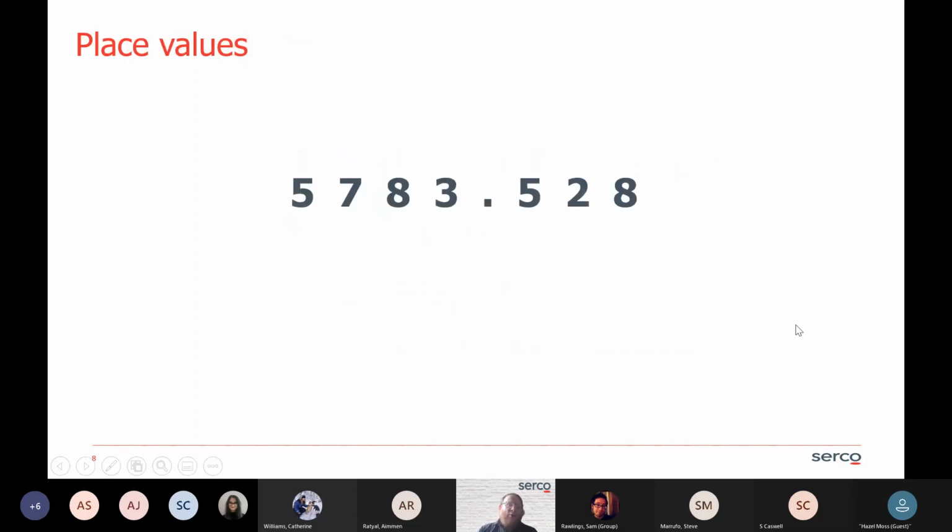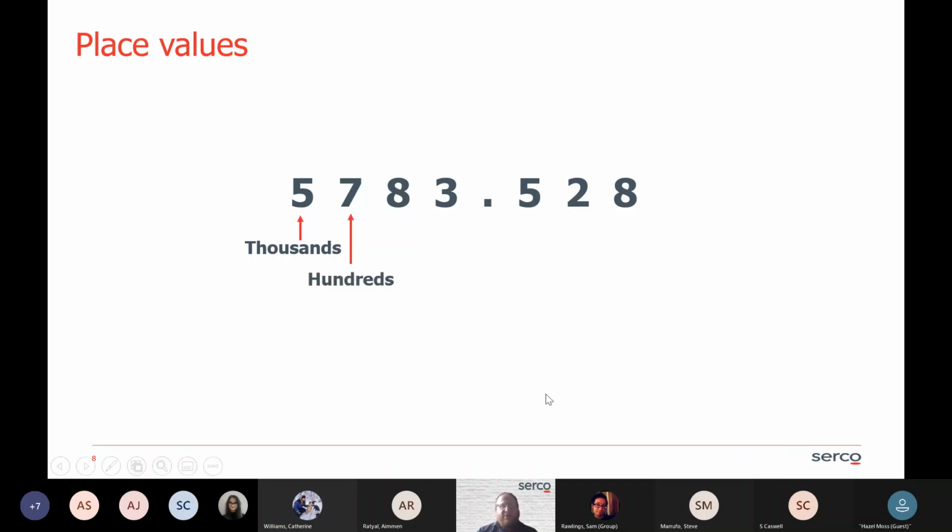One of the key things to look at is what we mean by place values. So what do our numbers represent? I've got a random number on the screen, 5783 point 528. Starting from the left, probably most common, our 5 there is our 4th number going upwards, so that's our 1,000 number. So the 5 represents 5,000.